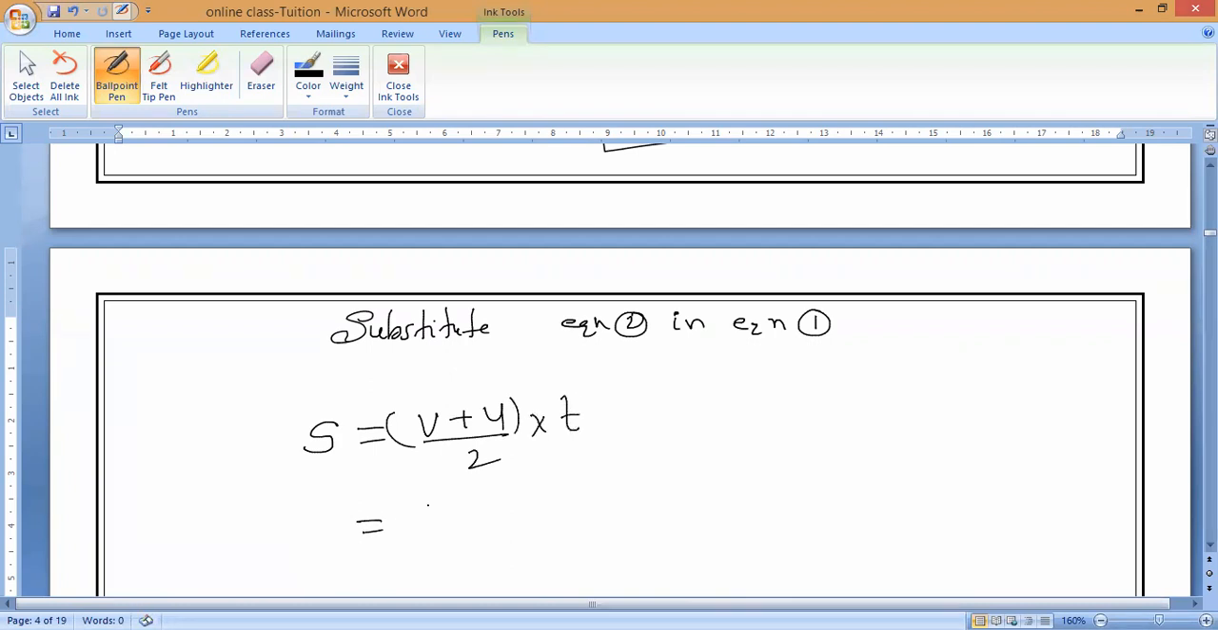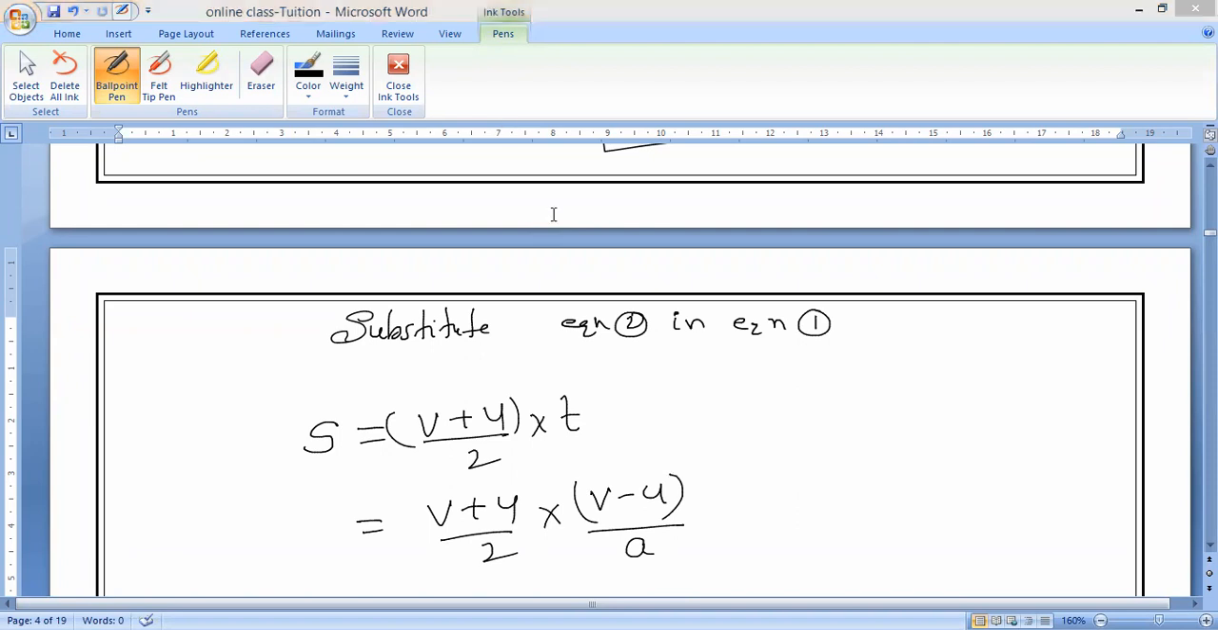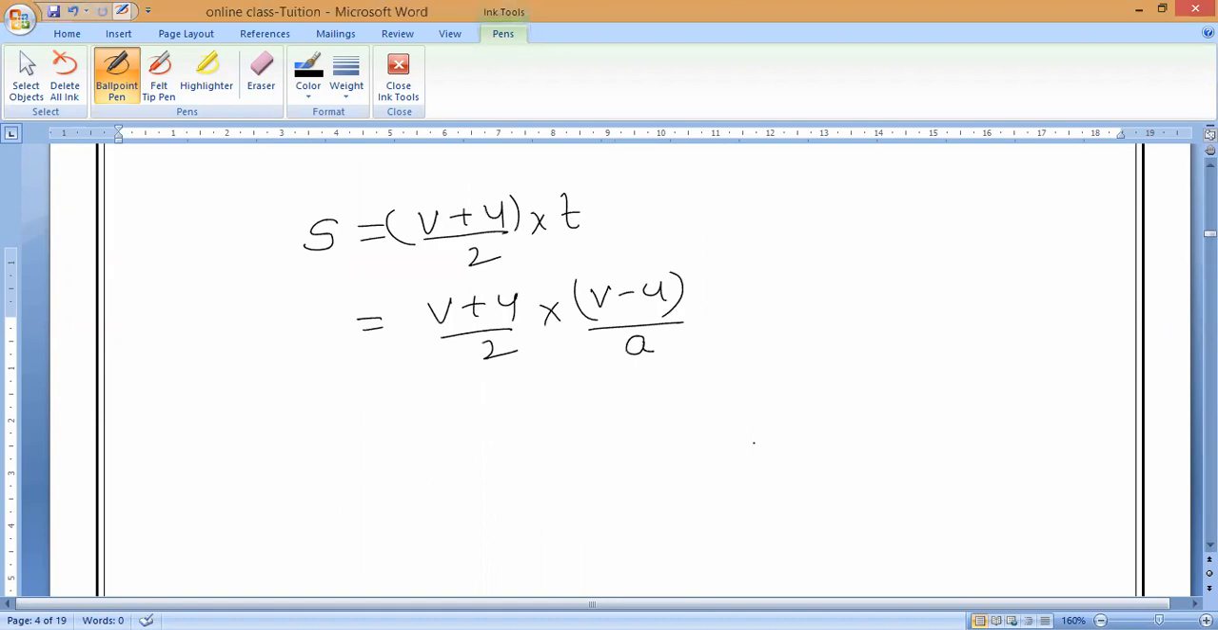So t is equal to what? v plus u by 2 into t, where t equals v minus u by a. So v plus u by 2 into v minus u by a. Understand? Yes? Are you understanding? At least say yes or no.